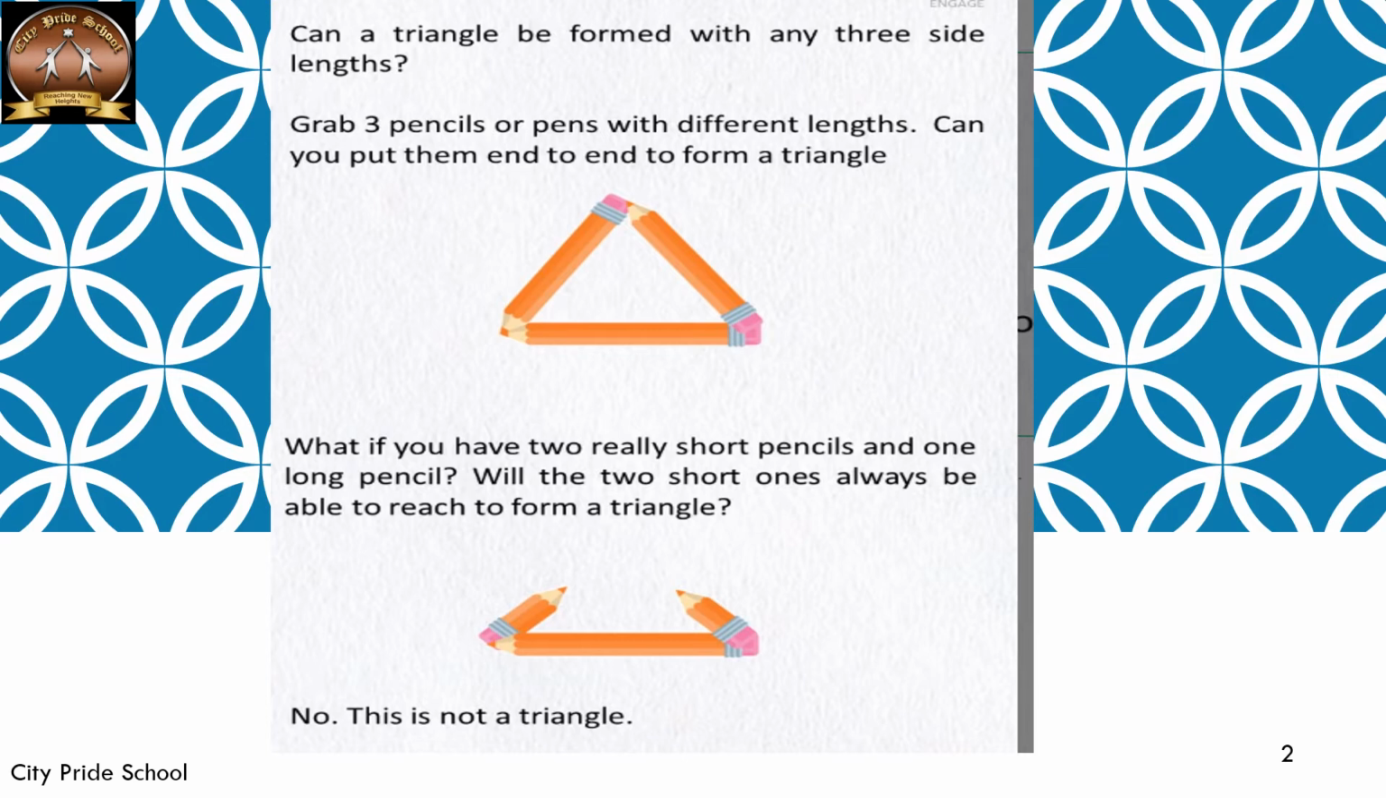Again, I repeat: in the first figure, the lengths of these pencils are different. If you put them end to end, they form a triangle, right? In the second figure, two pencils are short, and if you try to match them end to end, it won't form a triangle. So what do you think? What will be the property? So let's have a look.